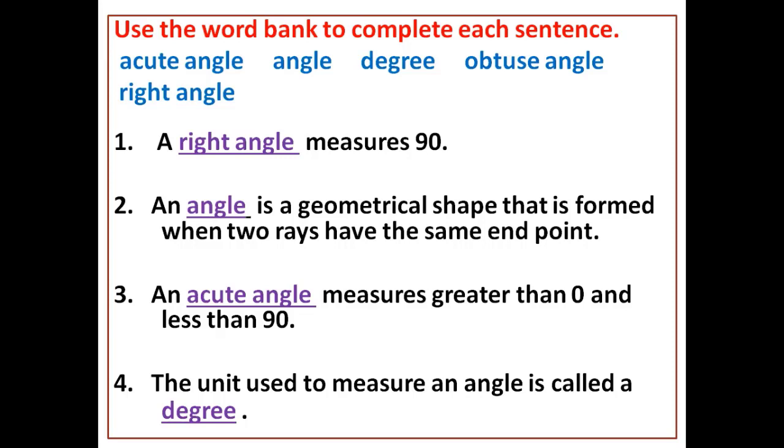After that, we have number 4. The unit used to measure an angle is called a degree. You know that everything has a unit. If you want to buy something, if it is liquid, it is milliliter or liter. If it is solid, it has weight. It may be kilogram, gram. For measuring angle, the unit is degree. In the given space for the question number 4, you will write degree.